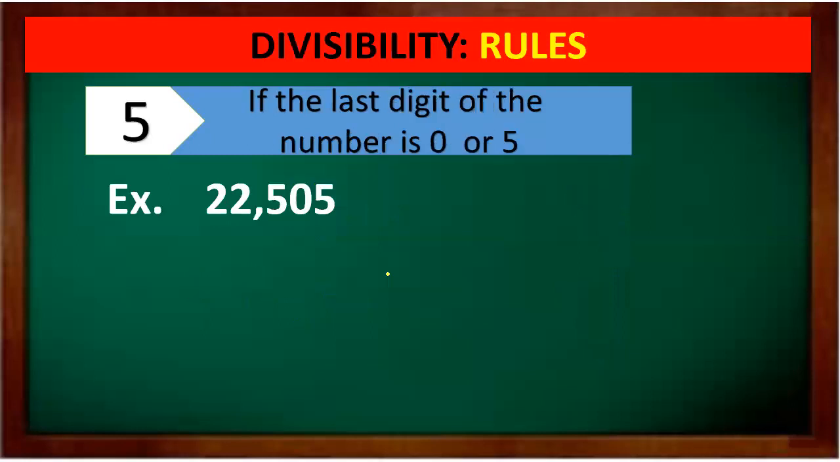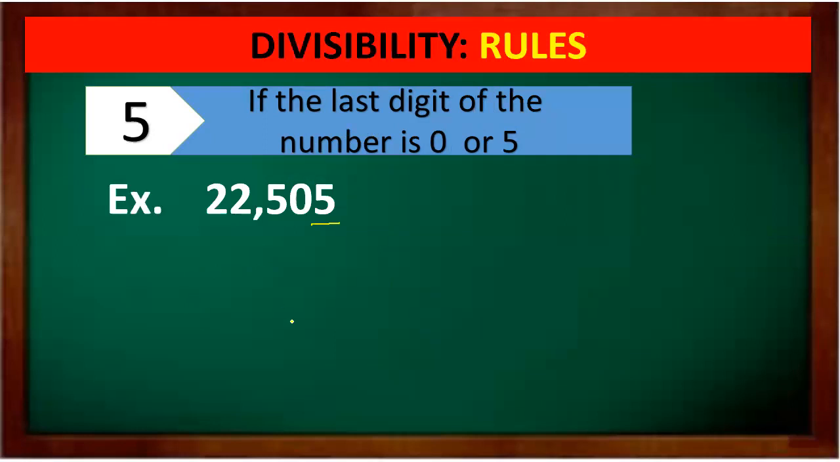Next number natin is 5. Si 5 kasi mabilis lang si 5, di ba? Si 5, ito lang yung condition ni 5. Paano mo malalaman kung ang number ay divisible by 5? Ito. Ang condition niya is if the last digit of the number is 0 or 5. So, dalawa lang. Titignan mo diretso agad sa number. Ano bang last digit niya? Okay, in this example, 22,505, the last digit is 5.